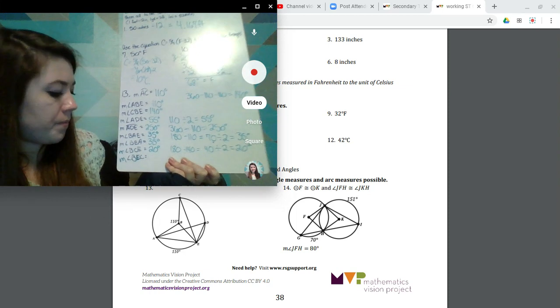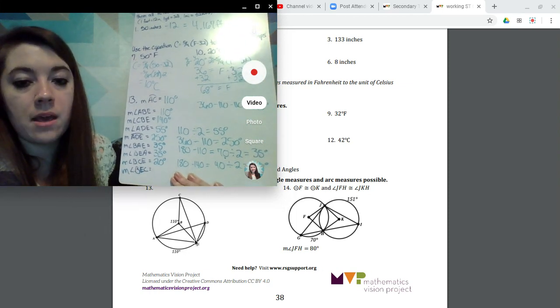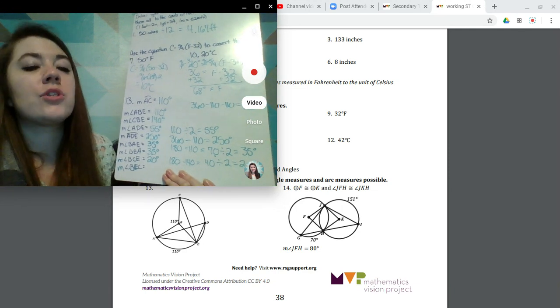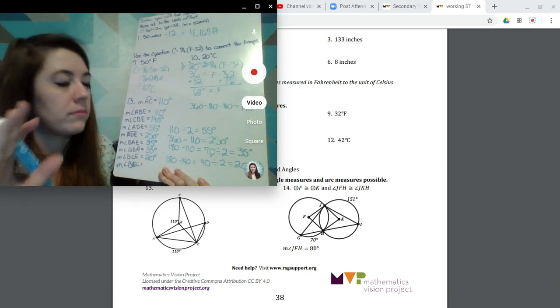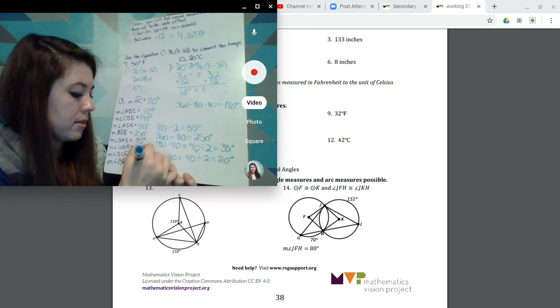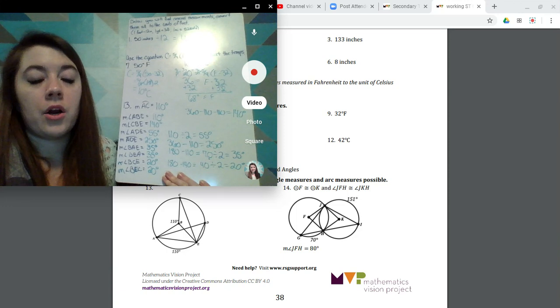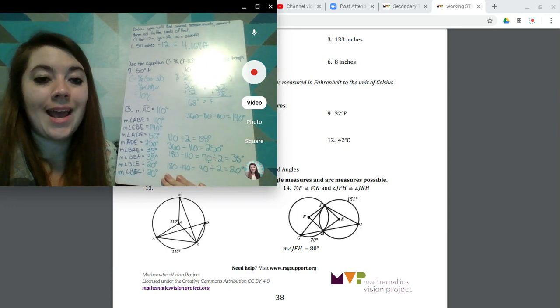And the last angle, the measure of angle BEC, which is the other base angle in that triangle. So its angle measure is 20 degrees. You got it, because they have to be congruent. So those are our relationships with arcs and angles.